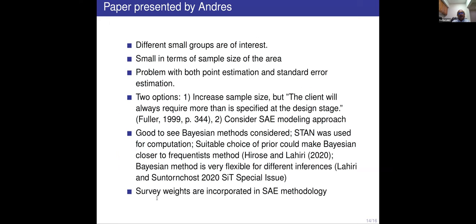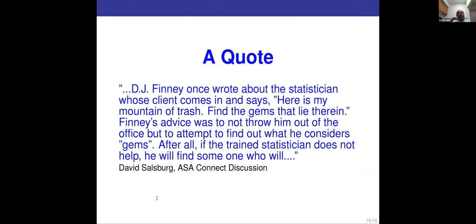Now we are in an age where everybody is talking about big data. And so the question is what to do about it. Should we ignore it? That's the question. But I found a quotation here. It says, D. J. Finney once wrote about the statistician whose client comes in and says, here is my mountain of trash, find the gems that lie therein. Finney's advice was not to throw him out of the office, but to attempt to find out what he considered gems. After all, if the trained statistician does not help, he will find someone who will.